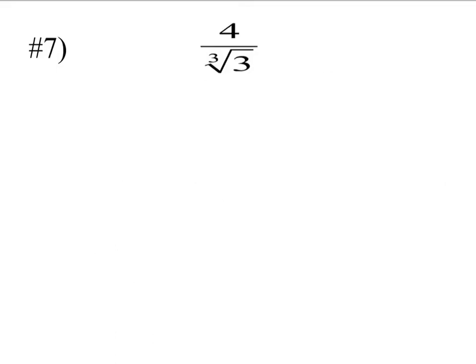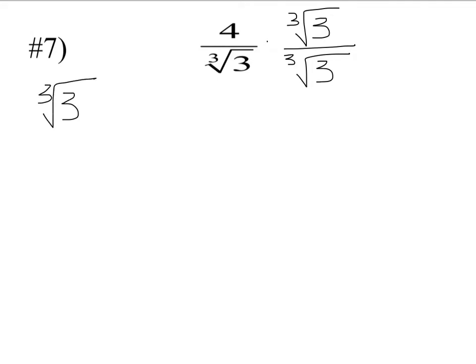Okay, here's where it's going to get a little different. If your index is anything other than 2, it gets a little bit different. So what's going to happen is I'm going to multiply by the cube root of 3 over the cube root of 3. But here's the catch. In order for the cube root of 3 to cancel out, it needs to be the cube root of 3 cubed, right? Because then your cube root and your cubed will cancel each other out, leaving you just 3.